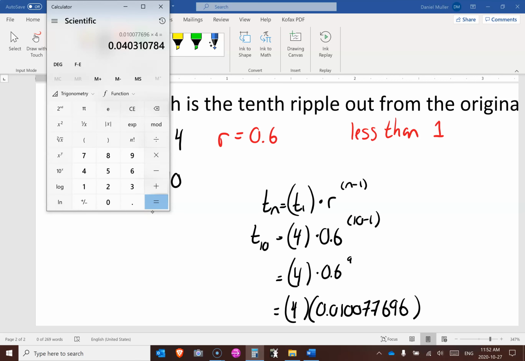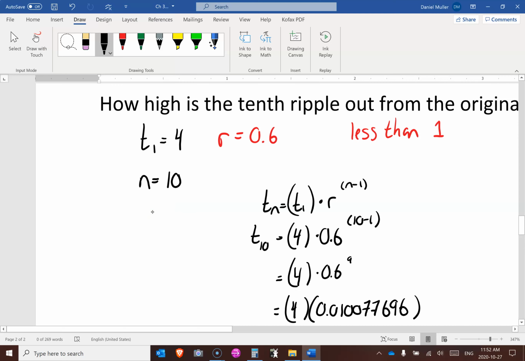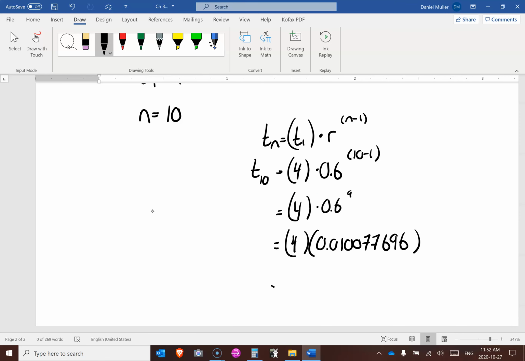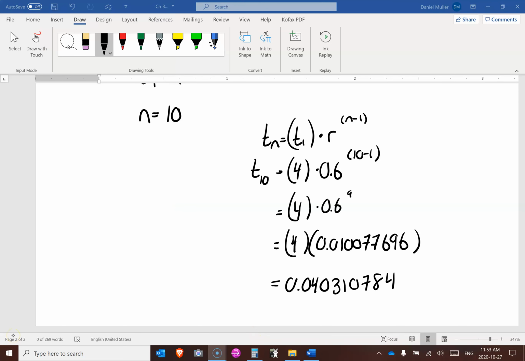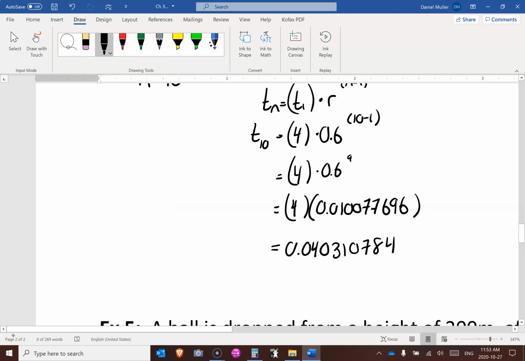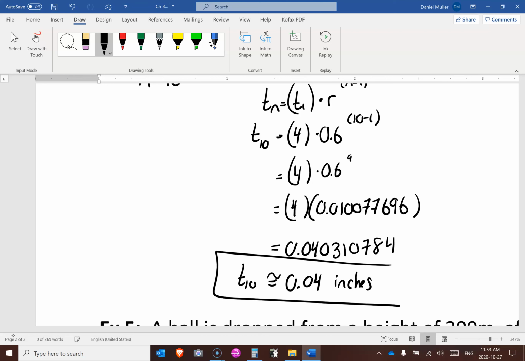And so we are at 0.040310, look at all this. So that equals approximately 0.04 inches tall. So way less, really, really small. So the 10th ripple, T10, is 0.04 inches tall.